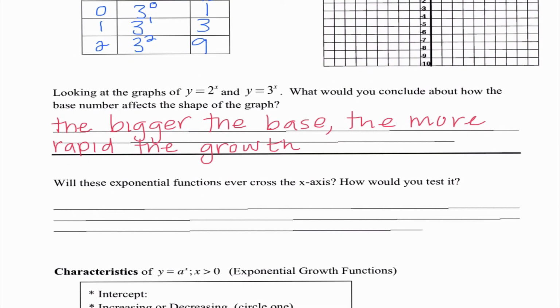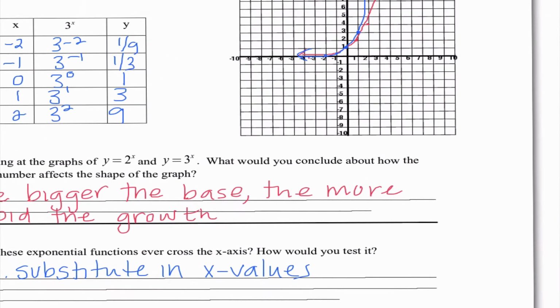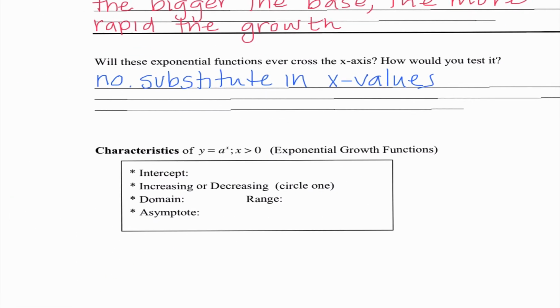Will these exponential functions ever cross the x-axis? No. And the way that we can figure it out is to substitute in x values. So we can choose x values to the left or to the right to see is it ever going to cross the x-axis. And this is what we call an exponential growth function. Both of these are. Okay, if we look, they are increasing from left to right. They are growing and getting bigger.